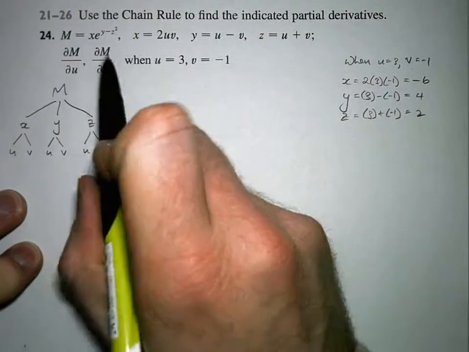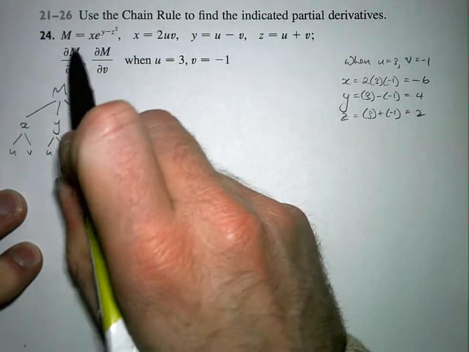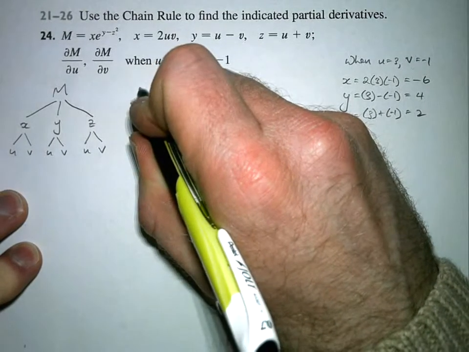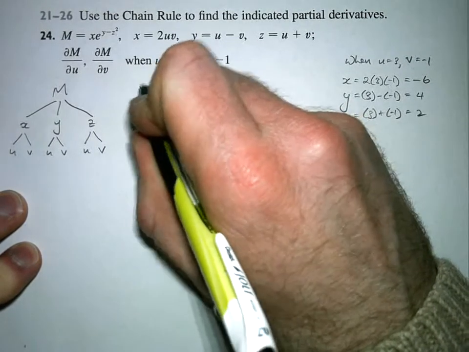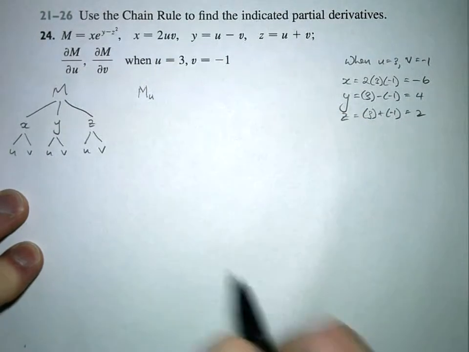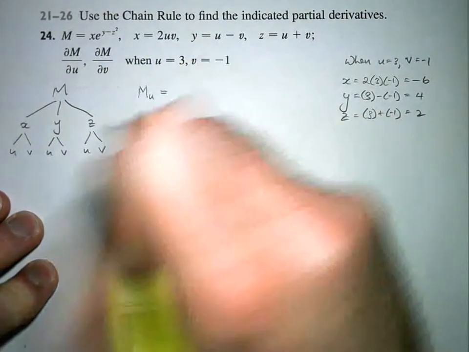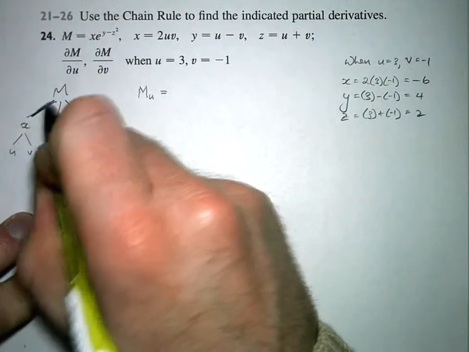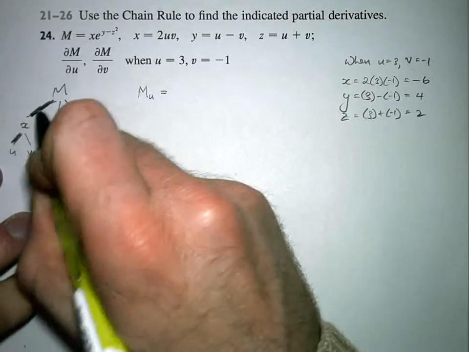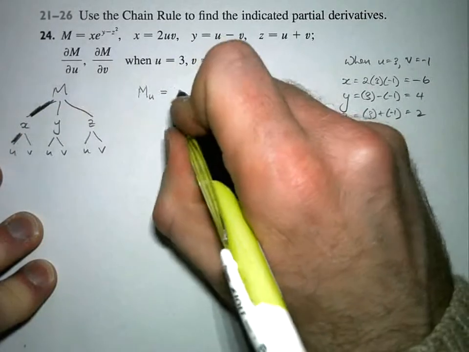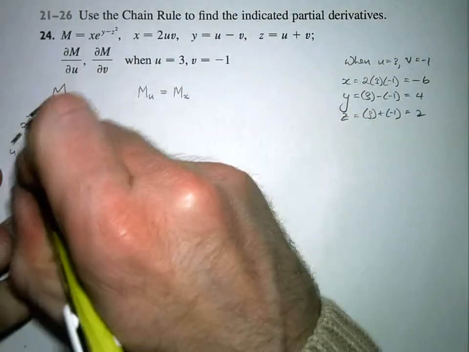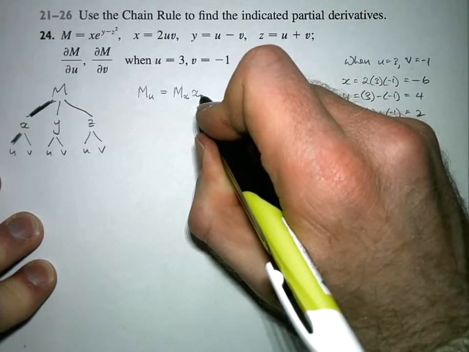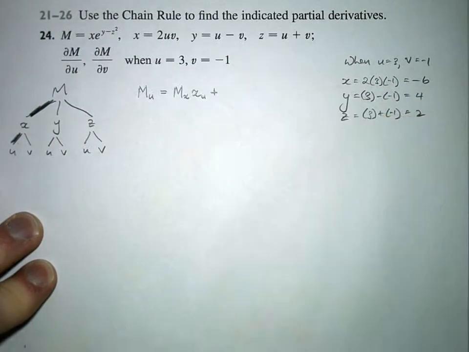And we're asked to find, first of all, this partial derivative of m with respect to u. I'm going to jump straight in and use the nice shorter notation where, for the derivative of m with respect to u, we write m subscript u, and that's equal to, well, going to our tree, all of the ways that we can get from m to u. So the first way is we can go along this chain here via x. That gives us the partial derivative of m with respect to x, m subscript x, multiplied by the partial derivative of x with respect to u.